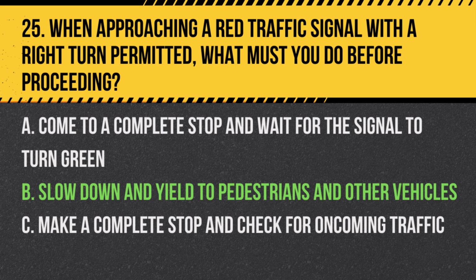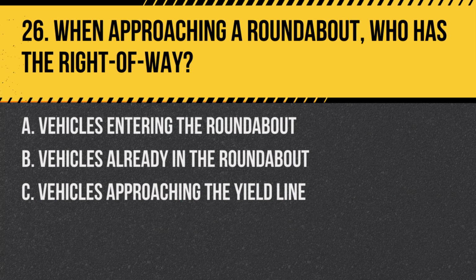When approaching a red traffic signal with a right turn permitted, you must slow down, yield to pedestrians and other vehicles, and then proceed with caution if it is safe to do so. Question 26. When approaching a roundabout, who has the right of way?